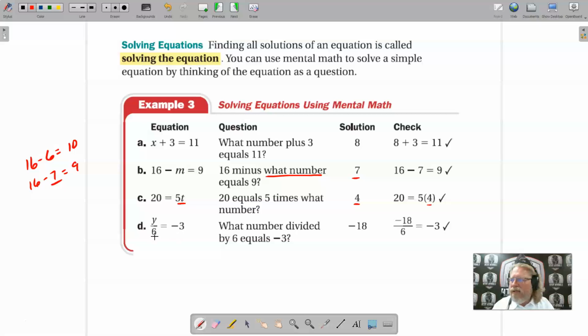And then finally, D, we have what number divided by 6 equals negative 3? Well, 6 is positive, and 3 is negative, so it's got to be a negative number. And so what number could I divide by 6 to get 3? And that would be 18, so the answer must be negative 18. So substitute it in. Negative 18 divided by 6 equals negative 3. Indeed, it does.